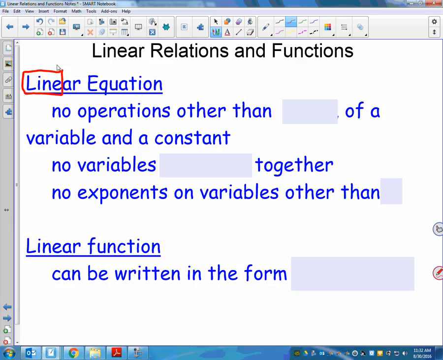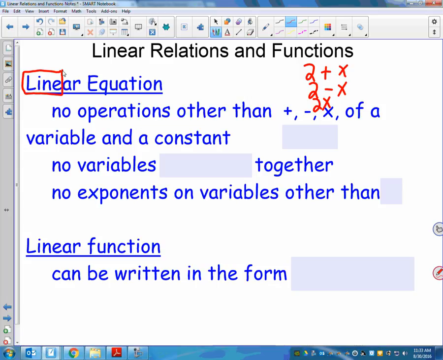There are some rules for how you get a linear equation. One of them is you cannot do anything other than add, subtract, or multiply a letter and a constant. A letter variable is like x or y. A constant is a number. So you could have 2 plus x, 2 minus x, or 2 times x. What you cannot have is 2 divided by x. You cannot divide by a letter in the bottom and make a straight line.